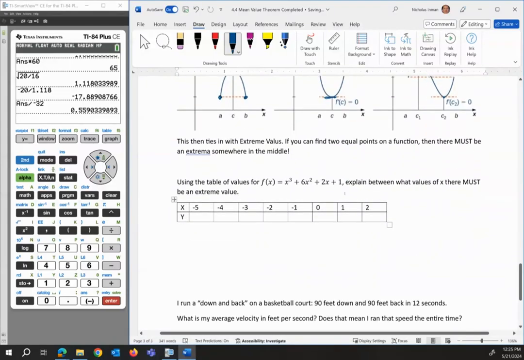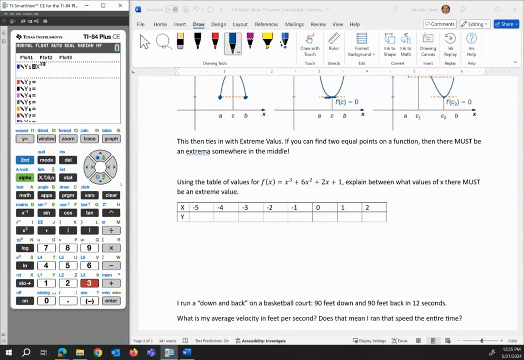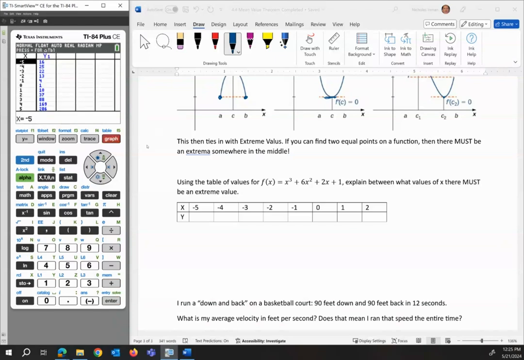So use the table of values for this function to show that there must be some form of an extreme value. So we've got x cubed plus x squared plus 2x plus 1. I'm not going to hit the graph button. I'm just going to look at my table. I've got 16, 25, 22, 13, 4, 1, 10, 37.